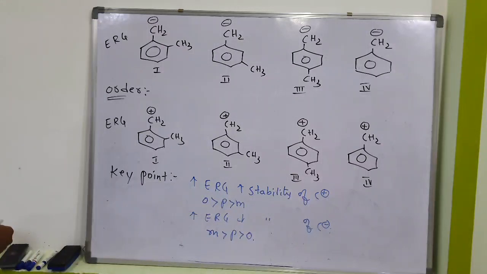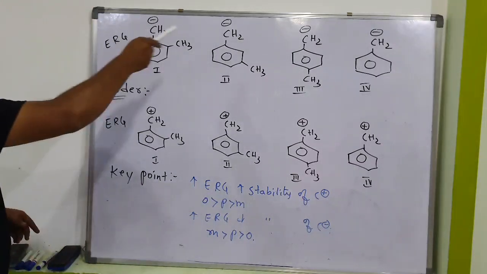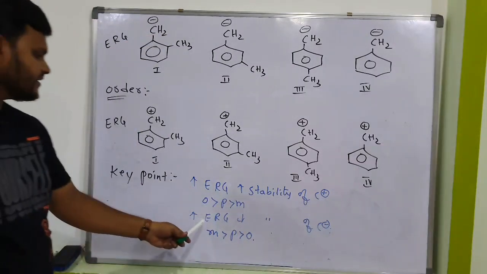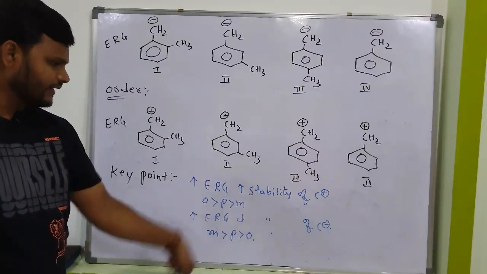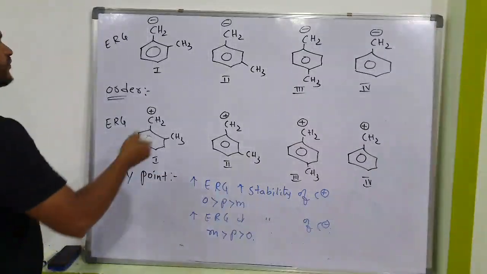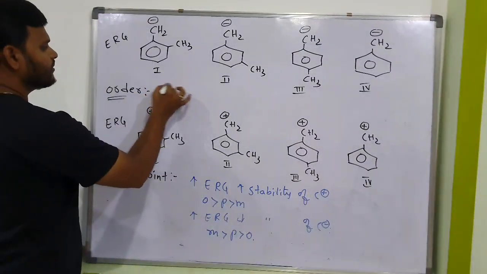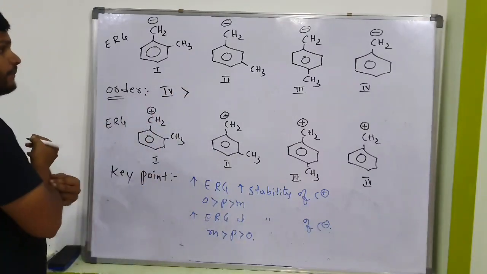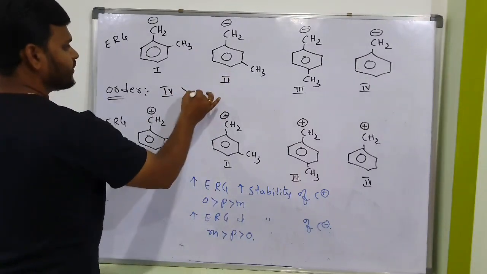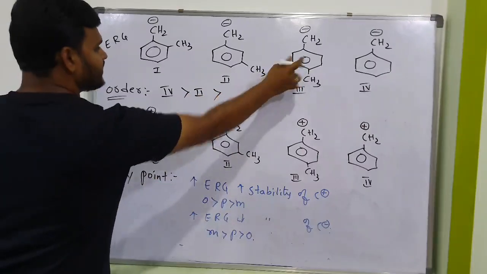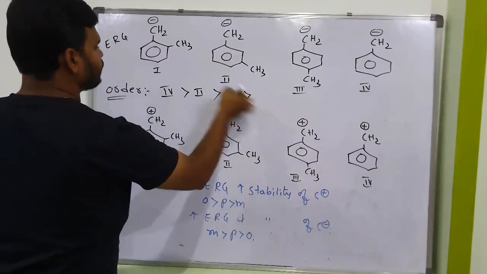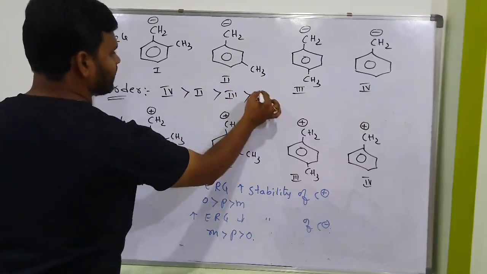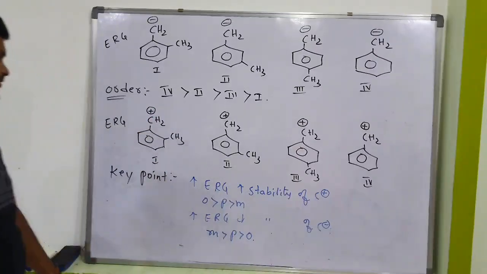So what about the first one? The first one is a carbanion. So for a carbanion, increase the electron releasing group, decrease the stability. That indicates the fourth one has more stability. Next, MPO. M is nothing but this one, P is nothing but this one, O is nothing but this one. Yeah. Cross check your answer. Next, what about this one?